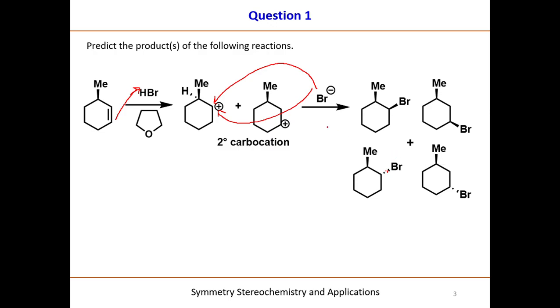So if the bromide ion attacks from the front side, then we will get bromide at the beta position. And if it attacks from below the plane, then we will get bromide at the alpha position. So there are four possible products, and all will be formed in an equal ratio, 1:1:1:1, because the stability of the carbocation will be the same for all the products, and we will get two intermediates. These two are intermediates.